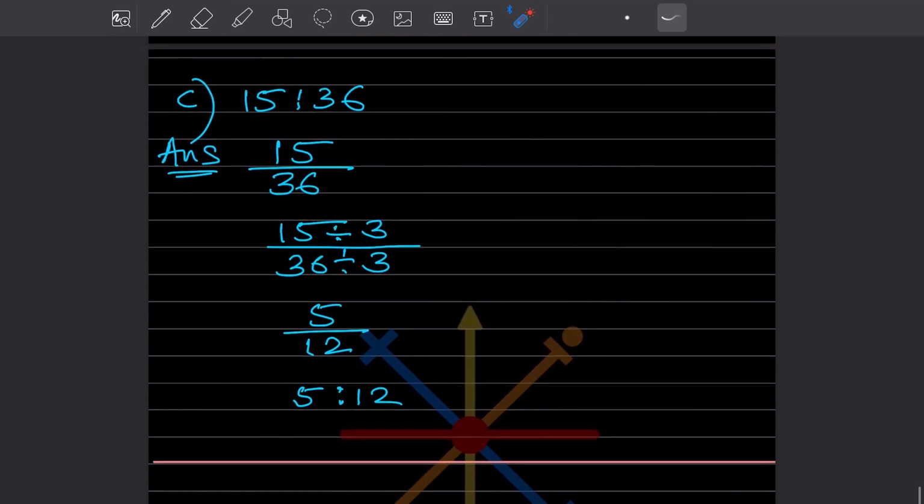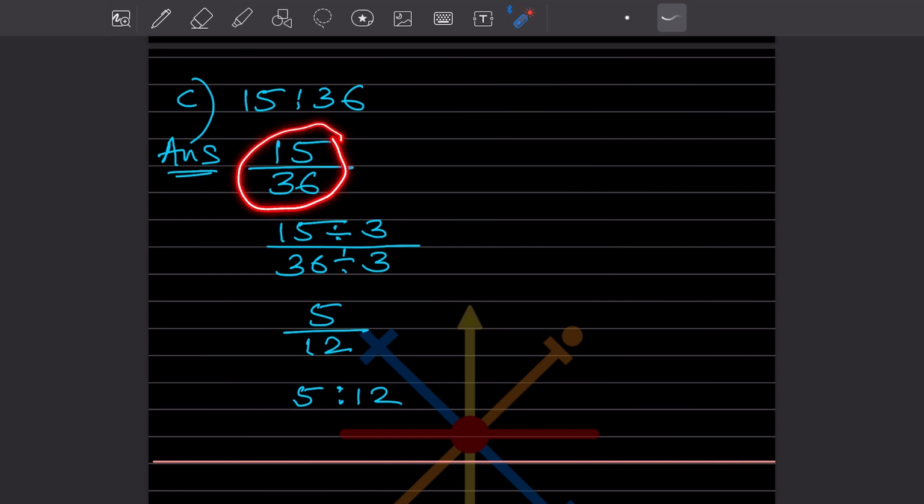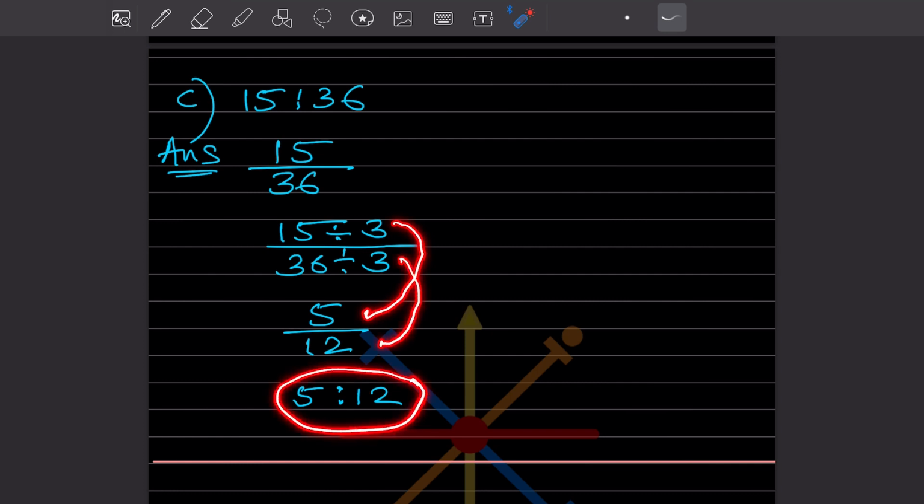Here the next problem says 15:36. So 15 divided by 36. That doesn't go with 2. 15 doesn't go with 2, so we can make it 3. And even this number goes with 3. So what are you going to get? 15 divided by 3 is 5 and 36 divided by 3 is 12. So that answer is 5:12.